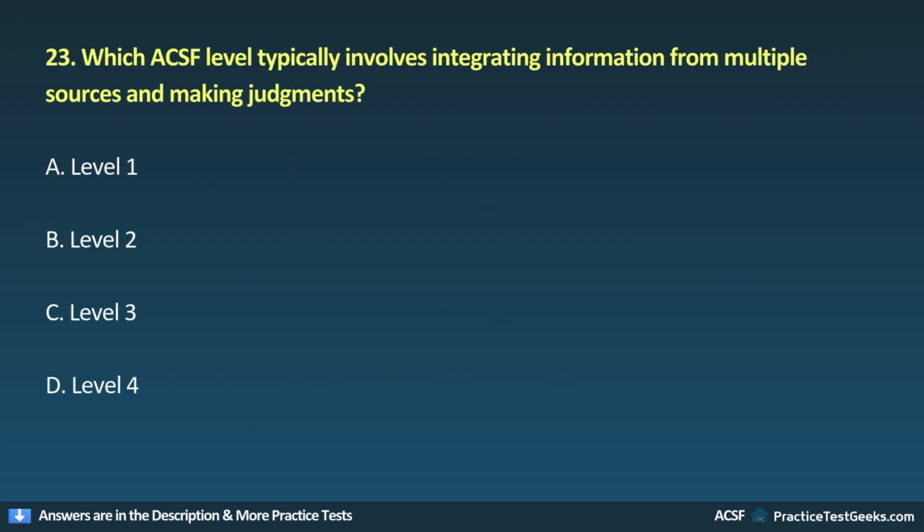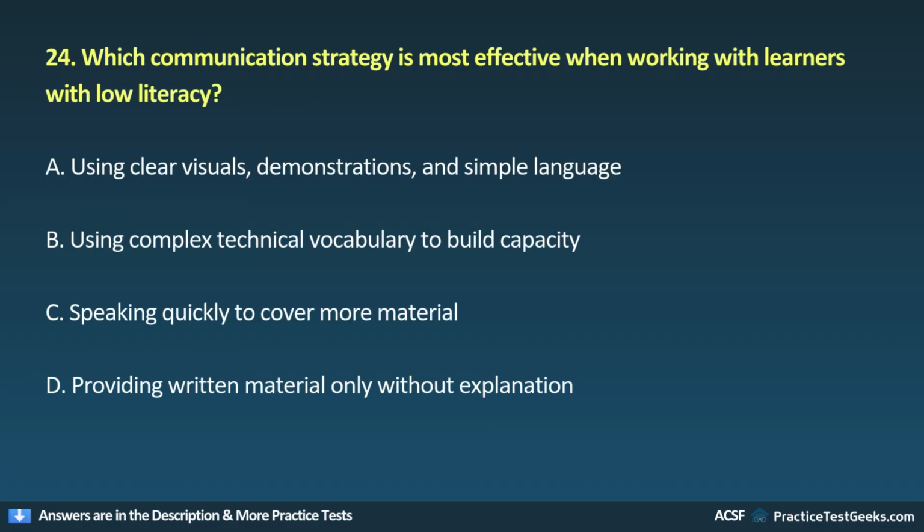23. Which ACSF level typically involves integrating information from multiple sources and making judgments? A. Level 1. B. Level 2. C. Level 3. D. Level 4.